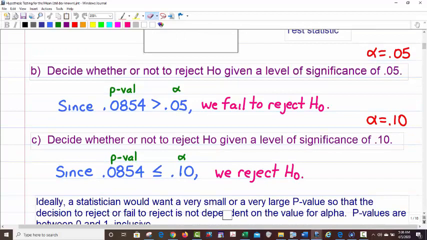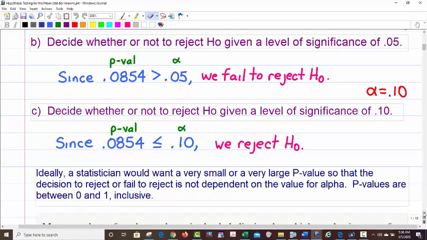Now suppose that the alpha was given as 0.10, and we wanted to decide whether we reject or not. We put 0.0854, put 0.10, and this time that number, 0.0854, would be less than 0.10. So we would reject if that would have been the given alpha. Sometimes these decimal things can be a little tricky. What I often tell students to do is move the decimal over 4 places to the right on both sides, and then you could compare them as whole numbers if you wanted to.